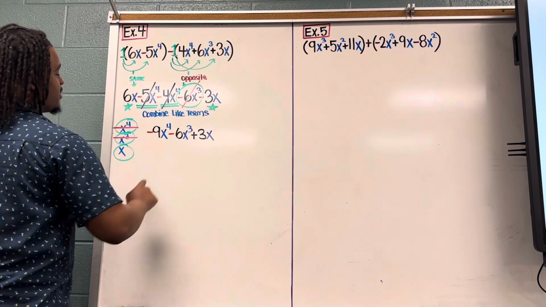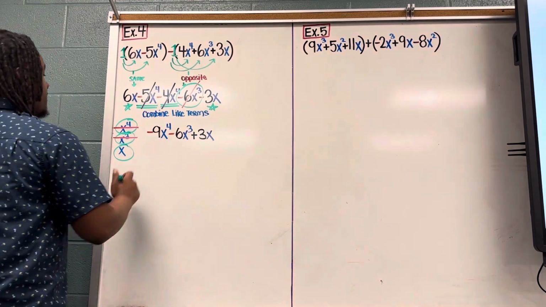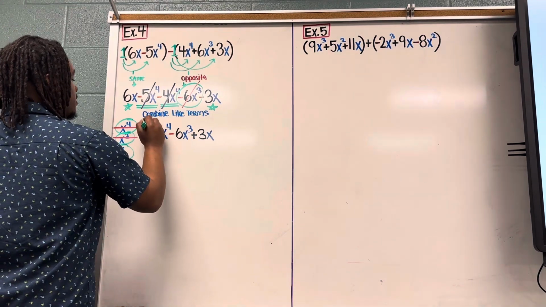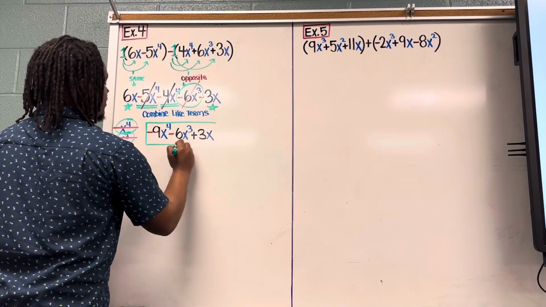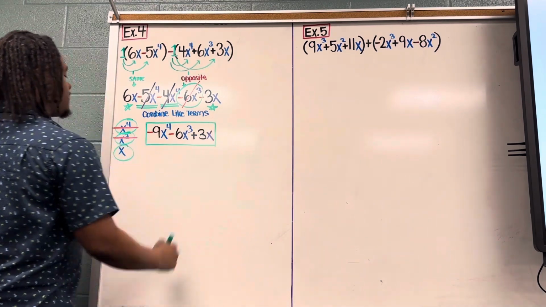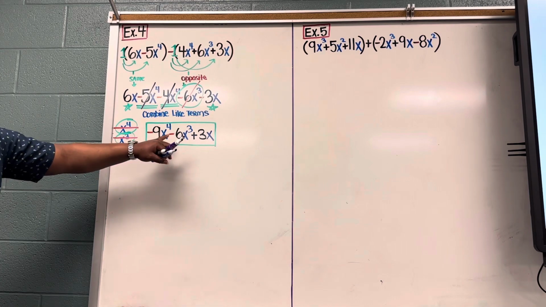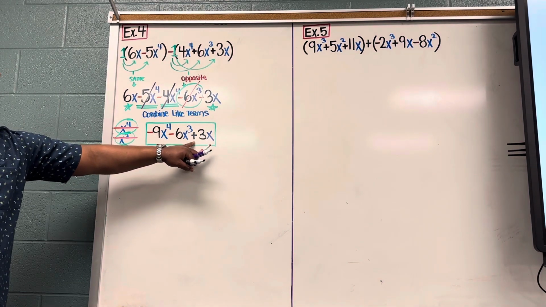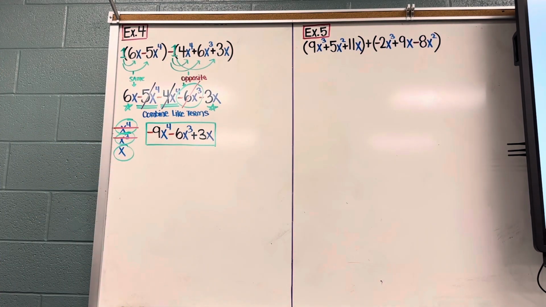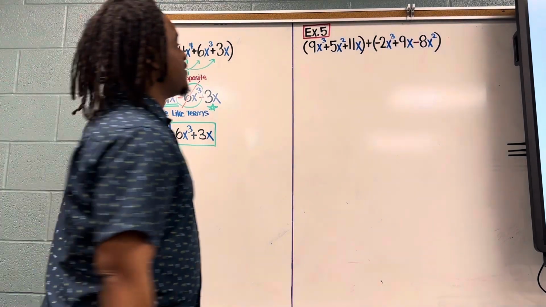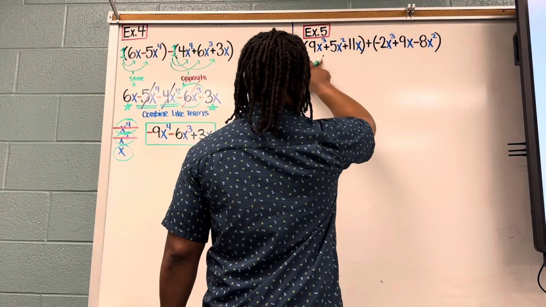because each x is to a different degree or a different power. So I cannot combine those. So this right here will be my final answer, okay? Which is negative 9x to the 4th power minus 6x to the 3rd power plus 3x, okay? Now, we're going to do the same thing for this particular example, which is example 5.